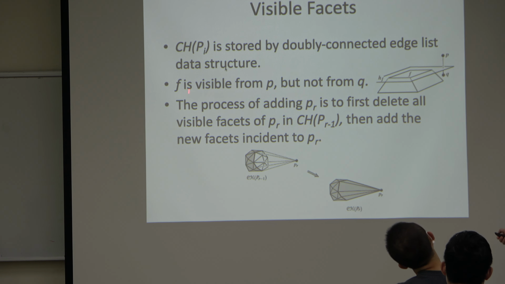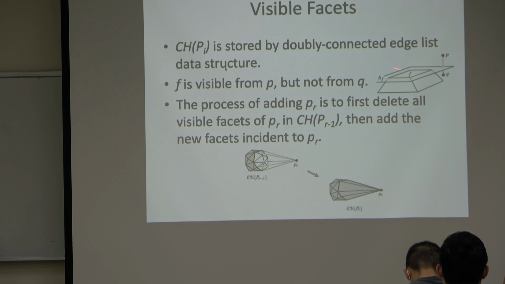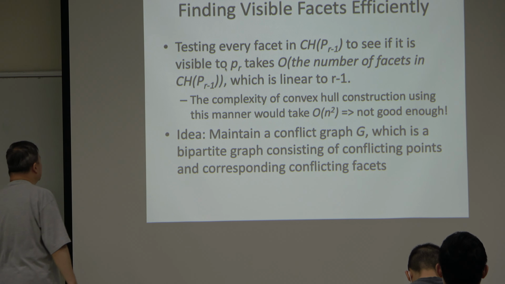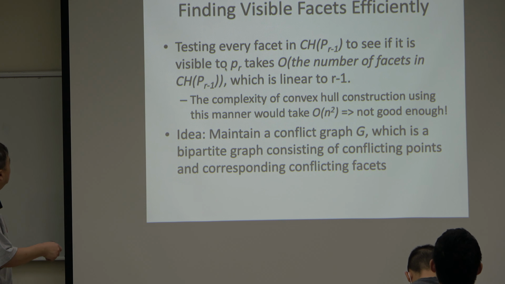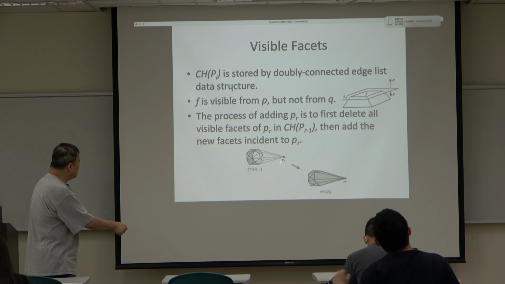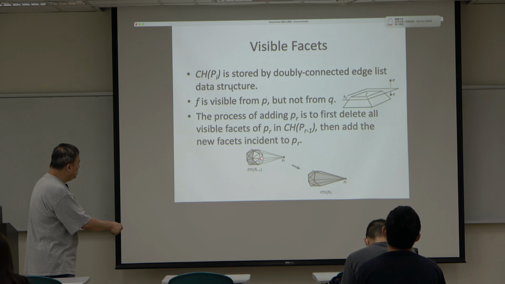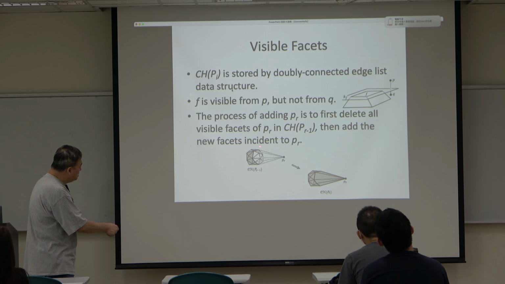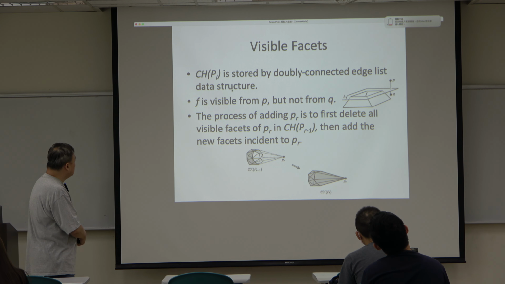Okay. So I already told you how to consider adding a point PR outside of the polytope. It's not difficult, but okay. So we need to find the visible faces. In order to be able to add a point that is outside of the polytope efficiently, we need to be able to find the visible faces very efficiently, right?